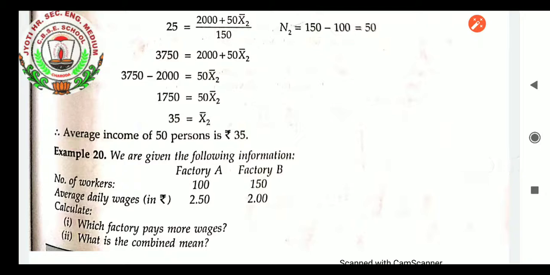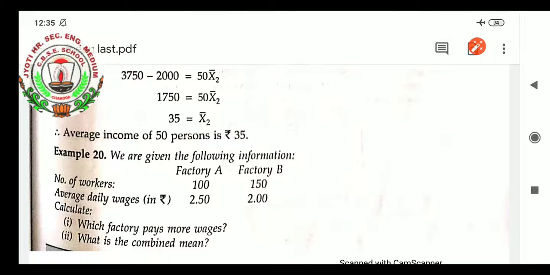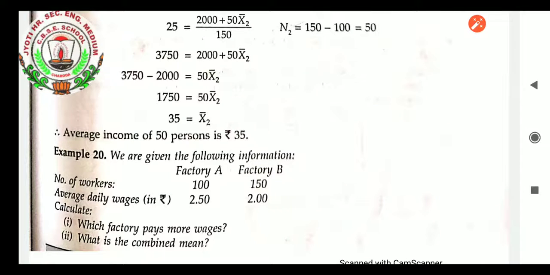We are given the following information: factory A, factory B, number of workers 100, 150, average daily wages in rupees 2.50, 2. Calculate which factory pays more wages. What is the combined mean? Okay, let us have the calculation.